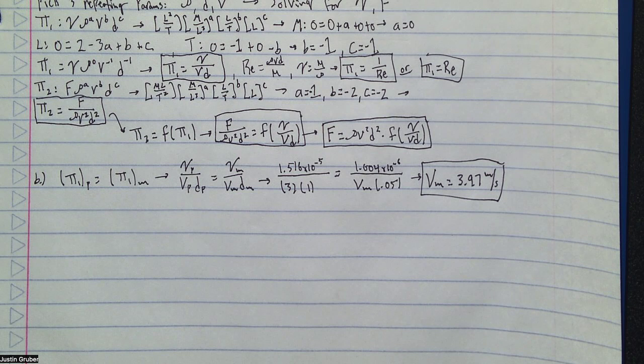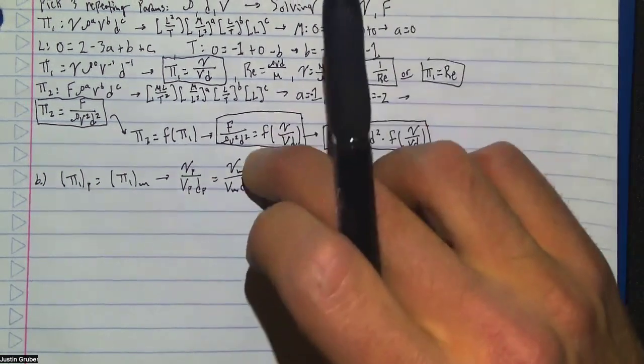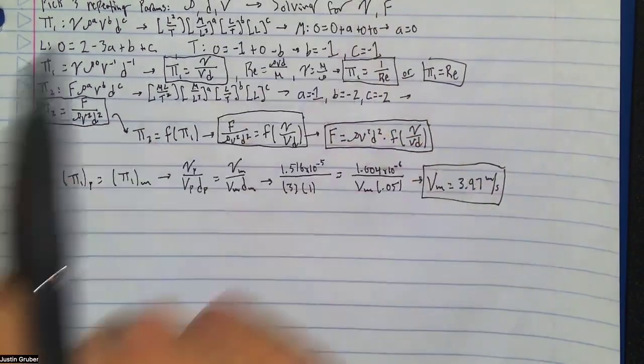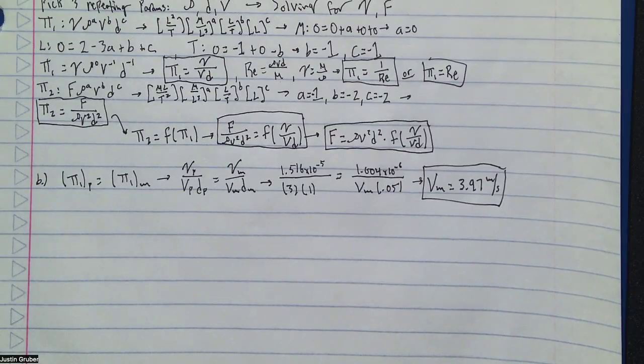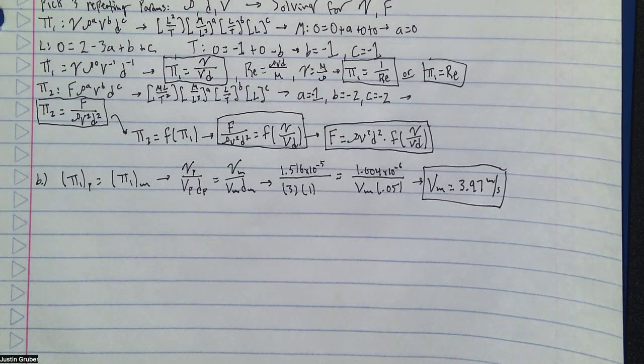The only thing I really see people mess up on is figuring out which one's the prototype and which one's the model. It'll usually tell you in the problem statement, so just read carefully. Or someone will flip one coefficient and not flip the other. If you do something to one thing, you have to do it to the other. Everything has to be consistent.